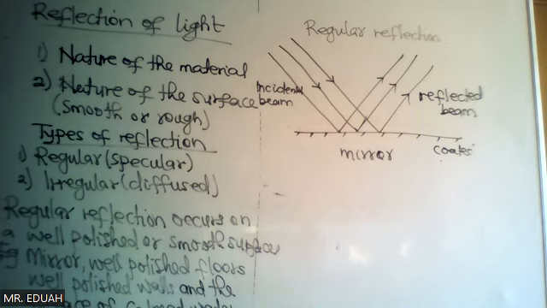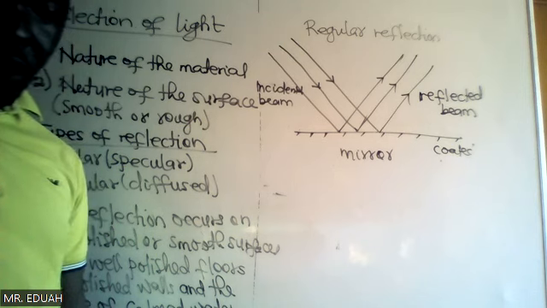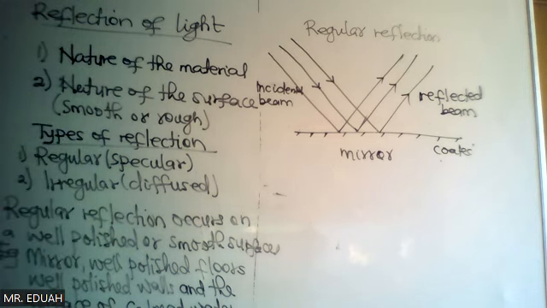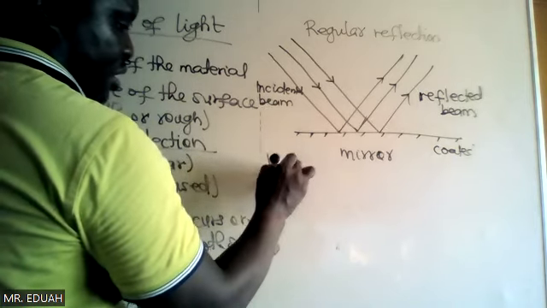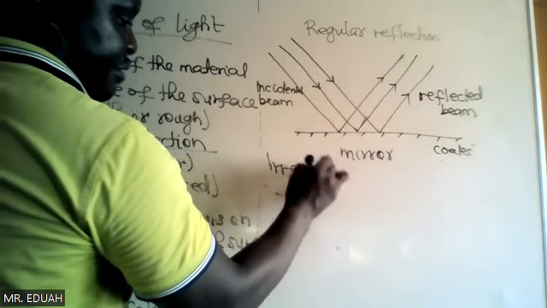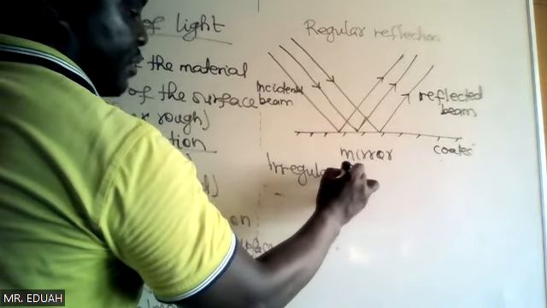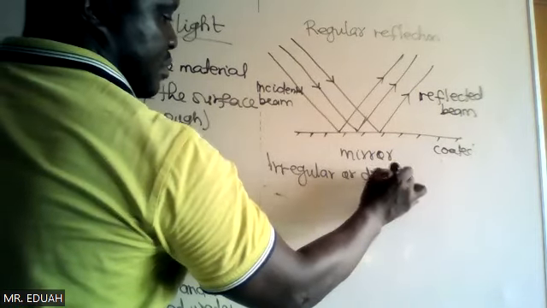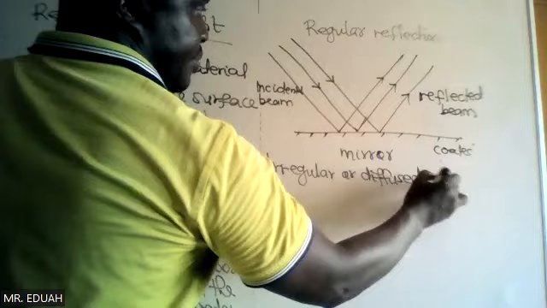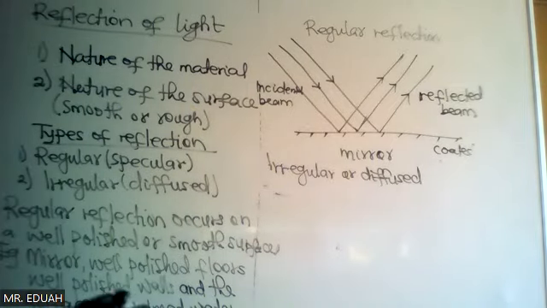Irregular reflection. Irregular reflection occurs on surfaces that are rough. So irregular or diffused reflection.